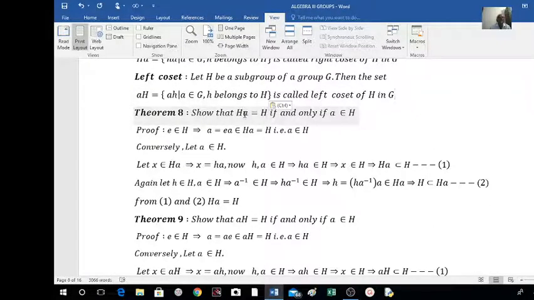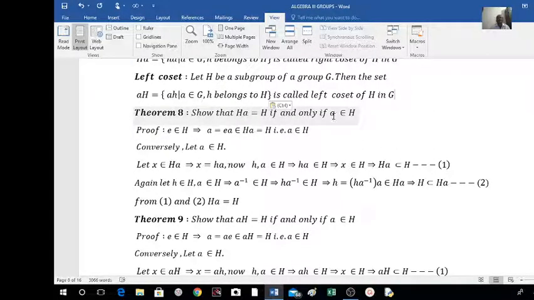Now to prove that HA is a subset of H, we have to take any arbitrary element here, and then prove that that element also belongs to H. That implies HA is a subset of H. And to prove that H is a subset of HA, I have to take an arbitrary element belonging to H, then prove that that element also belongs to HA. That means every element of H is an element of HA. This shows that H is a subset of HA. So if this is a subset of this and this is a subset of this, then we can say that these two are equal.